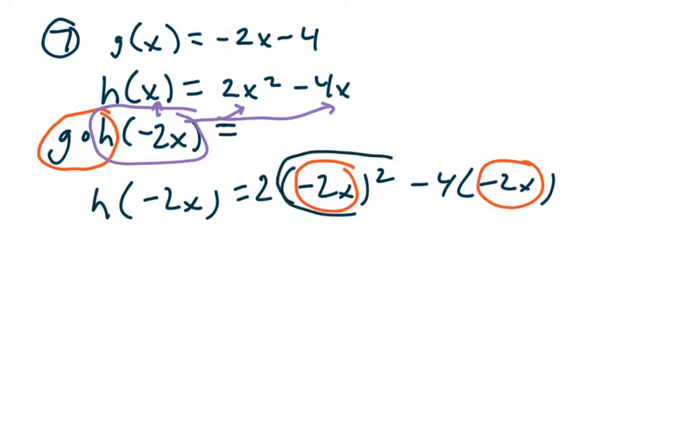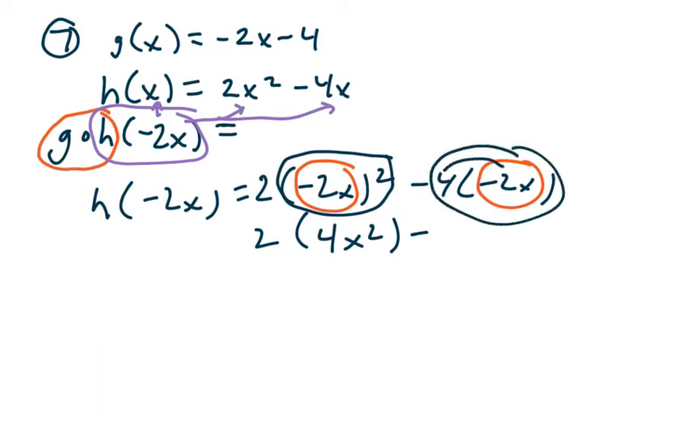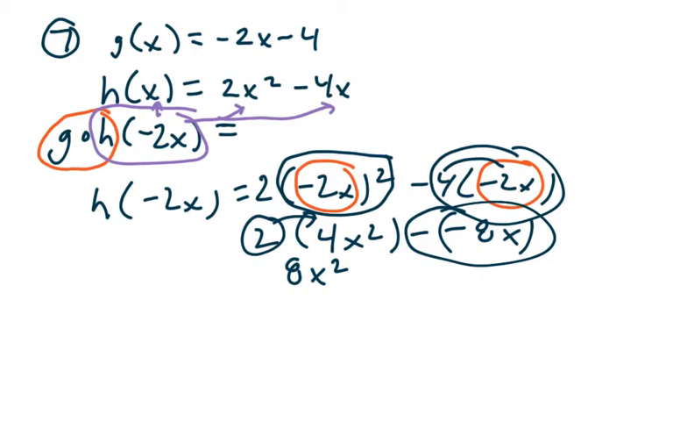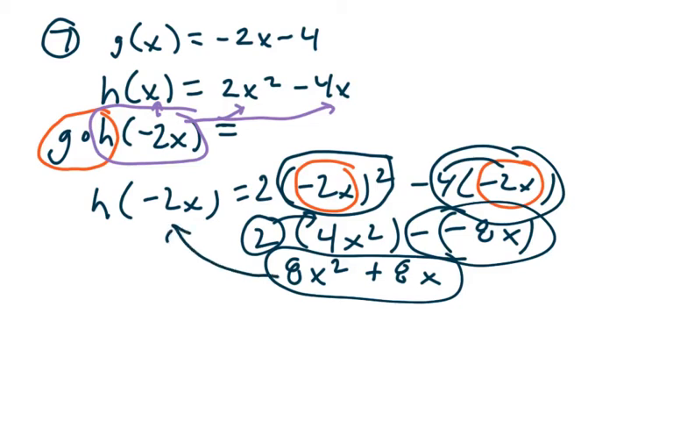I know I'm going to do the squared first. So I have 2 times 4x squared minus, here, let's multiply that together. 4 times negative 2x is a negative 8x. Now let's multiply with the 2 here. I end up with 8x squared. And over here, I have a minus minus, which is a plus 8x. So that right there is h of negative 2x.